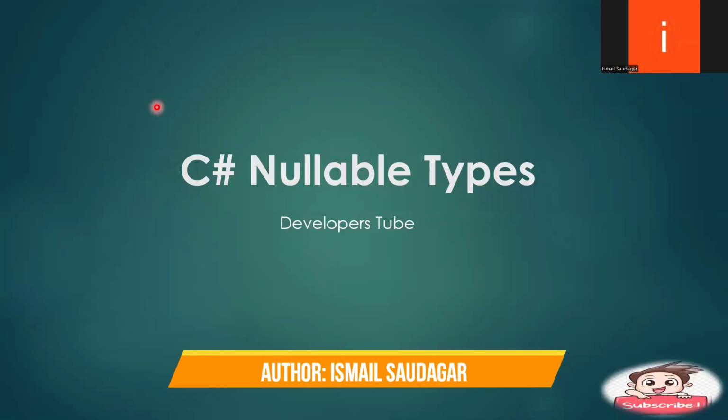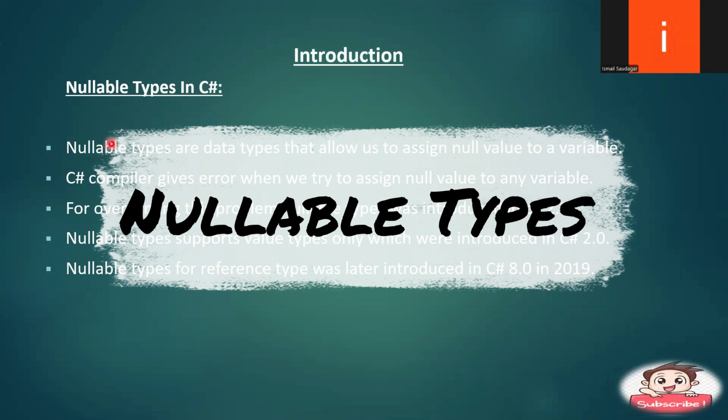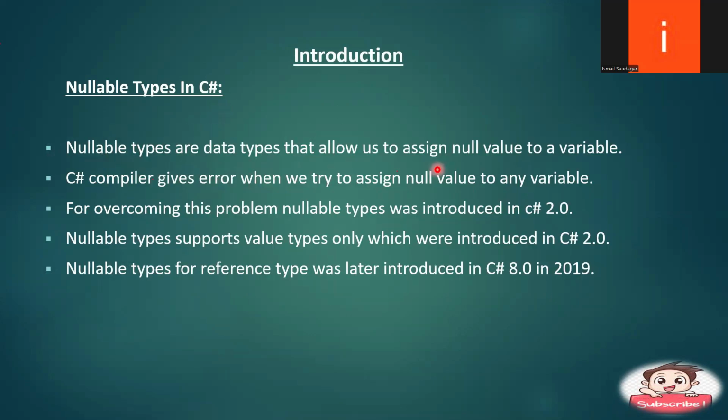Today in this video we are going to discuss C# nullable types. So let's go to our topic. Nullable types in C#. Nullable types are data types that allow us to assign a null value to a variable. The C# compiler gives an error when we try to assign a null value to any variable. To overcome this problem, nullable types were introduced in C# 2.0.